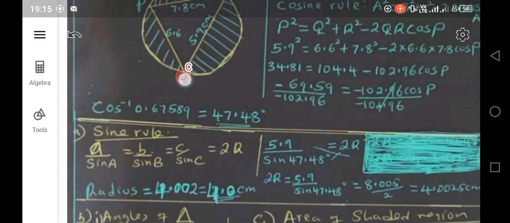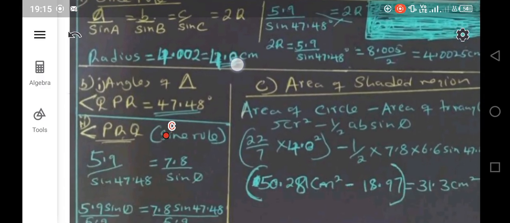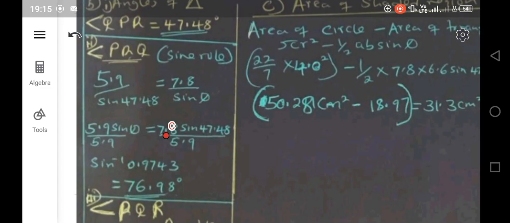7.8 over sine theta. The angle here we don't have. That's what we are looking for. Now as you cross multiply, you get 5.9 sine theta equals 7.8 sine 47.48 degrees. So dividing and taking sine inverse of 0.9743, you get 76.98 degrees.